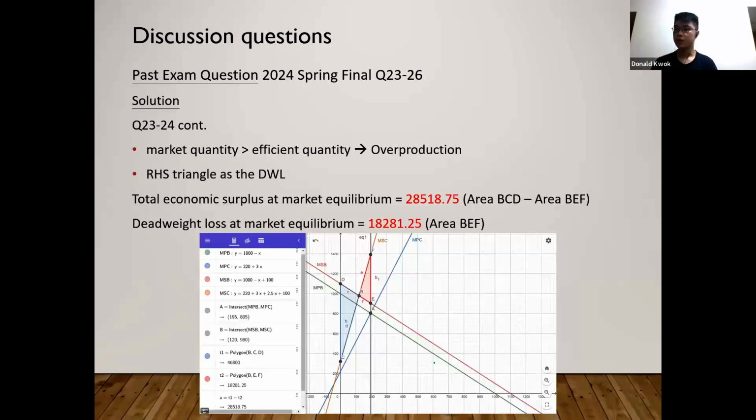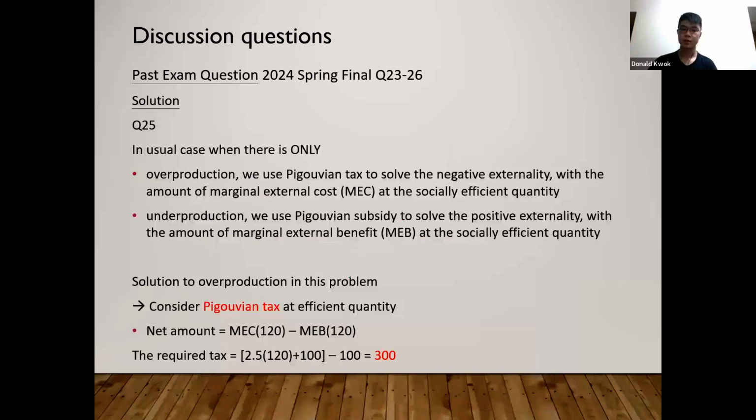And for question 5, in order to induce efficiency, what would be the policy to be executed and by what amount? So this time, because we have overproduction, this is why we like to use a Pigouvian tax to disincentivize the production and consumption of the good. But by what amount of per unit tax imposed? So let's think about that.